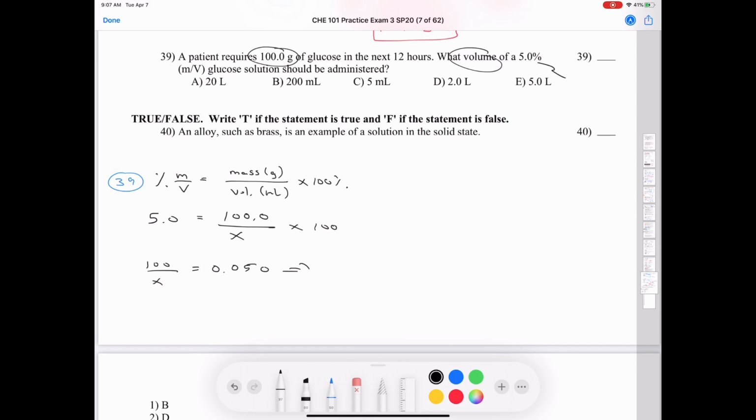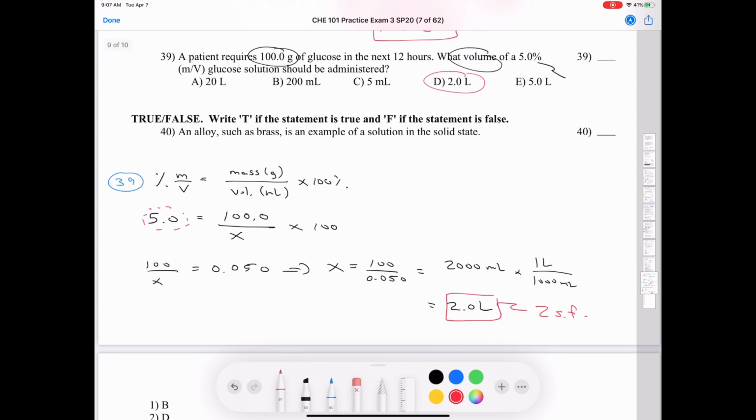So then if I rearrange this again, I get x is going to be equal to 100 divided by 0.050, which is going to be equal to 2,000 milliliters. I didn't express it with the proper number of sig figs, but you get the idea. And then I'm going to convert 2,000 milliliters into liters. I know that there's 1,000 milliliters in 1 liter. So I end up with a volume of 2.0 liters. And if you're wondering why only 2 sig figs, it's because there's only 2 sig figs in the percent mass over volume. So the answer is 2.0 liters.